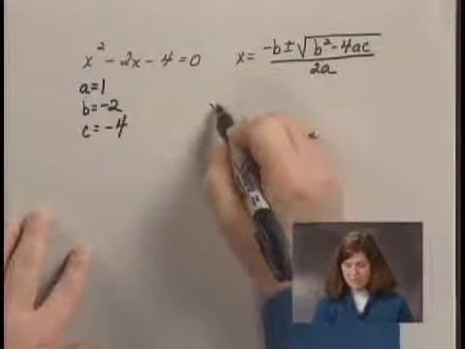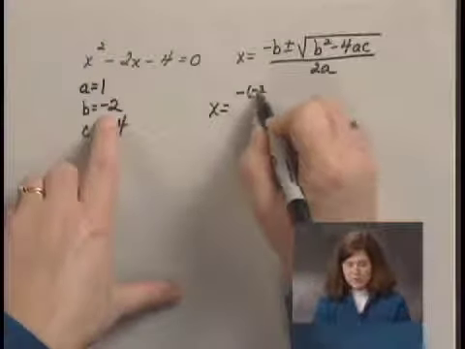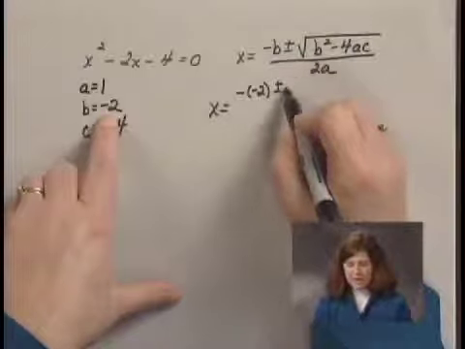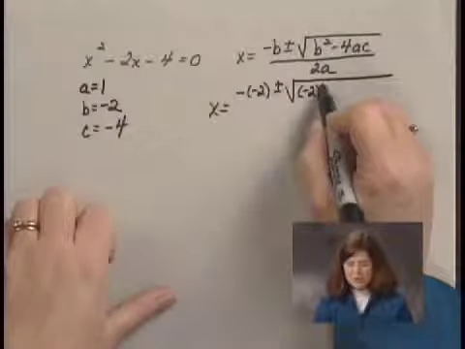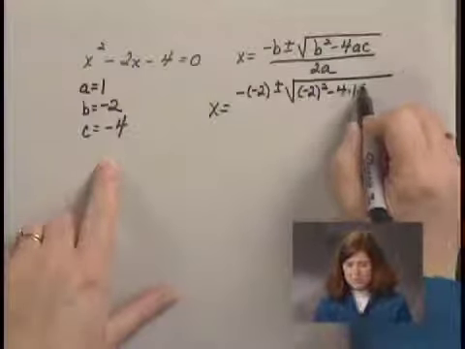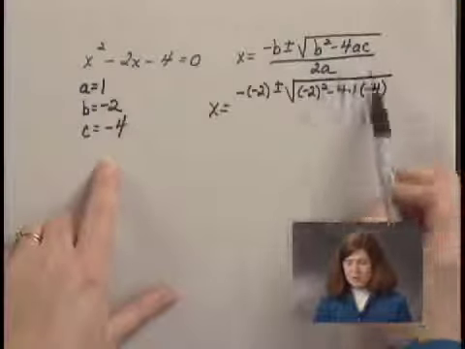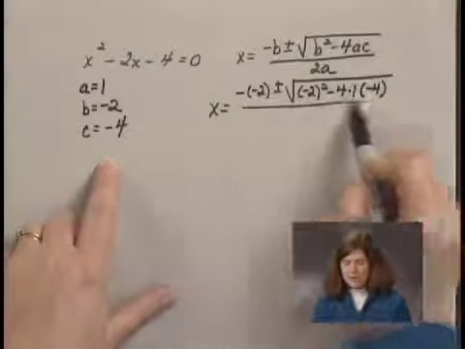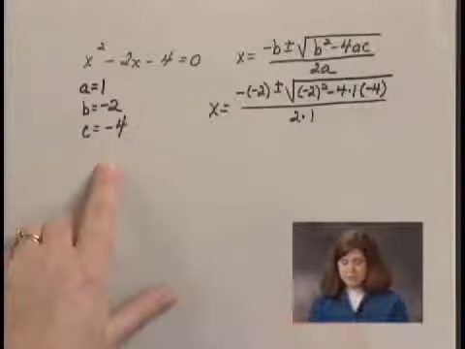Substituting, I have x equals the opposite of b, the opposite of negative 2, plus or minus the square root of negative 2 squared minus 4 times 1 times negative 4, substituting 1 for a and negative 4 for c, all over 2 times a, or 2 times 1.